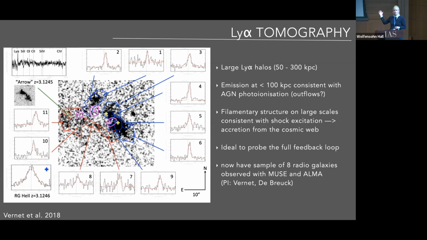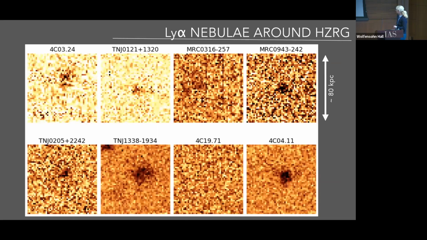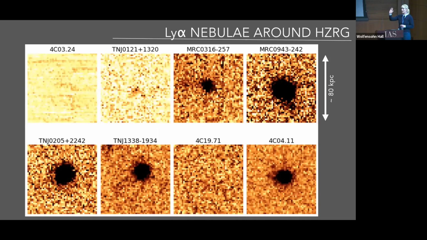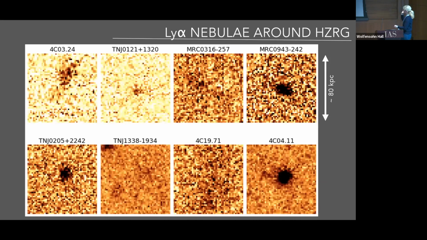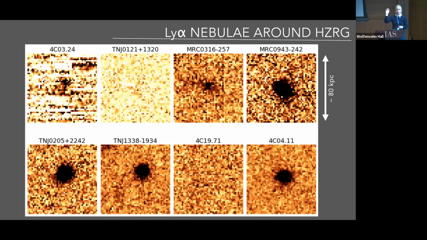So this makes these things really interesting objects to look at how the whole feedback loop is acting at high redshift. So we have similar data now for 8 of these sources. This shows you a walk through the data cubes around the Lyman alpha emission line. So you can see these nebulae showing up and then going away. And if you look closely, you actually see these nebulae flickering.